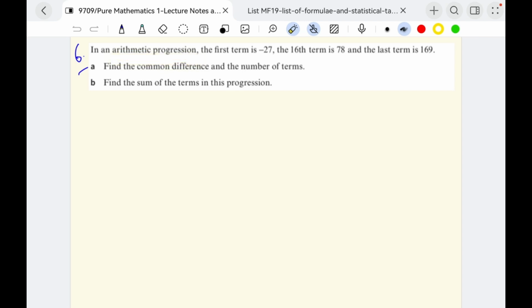Okay, as the second series we have learned. For the arithmetic progression, the first term is negative 27. The 16th term is 78, and the last term is 169. The question asks you to find the common difference and the number of terms. The number of terms depends on the last term.